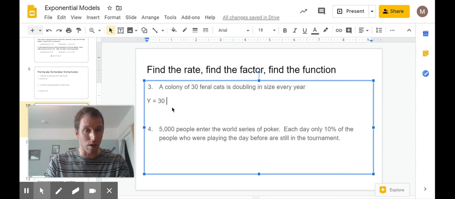That is the factor. That's not the rate. This is one of the situations where you actually will get the factor in words. If we're talking about doubling or tripling, that's just times 2 to the power of the number of years. Interesting side question there. What's the rate?